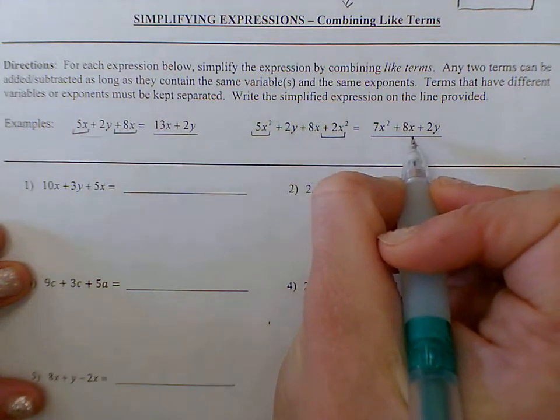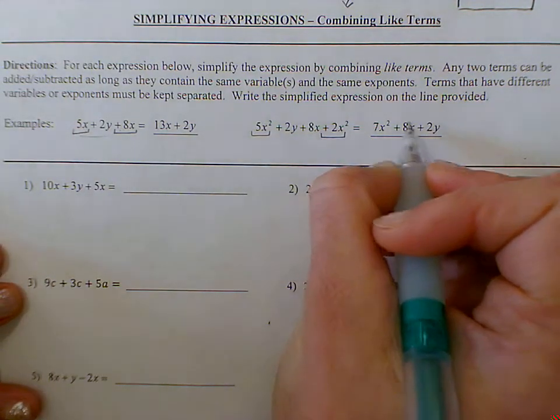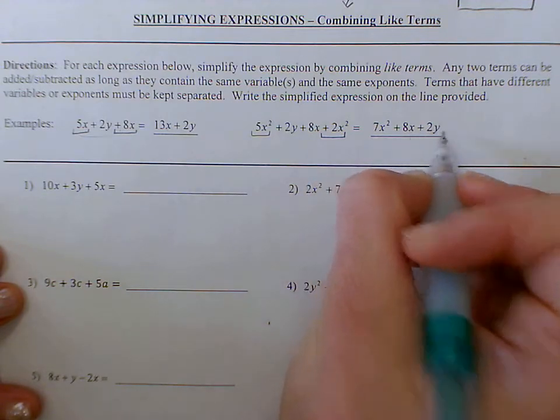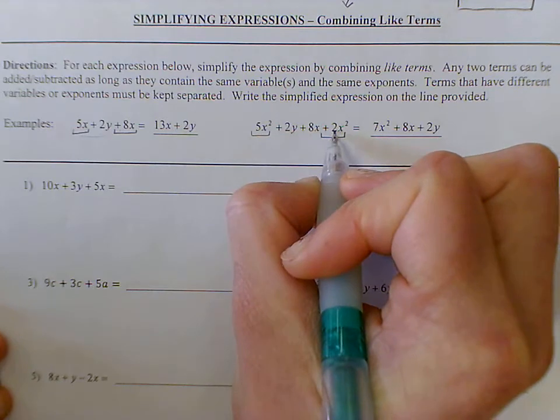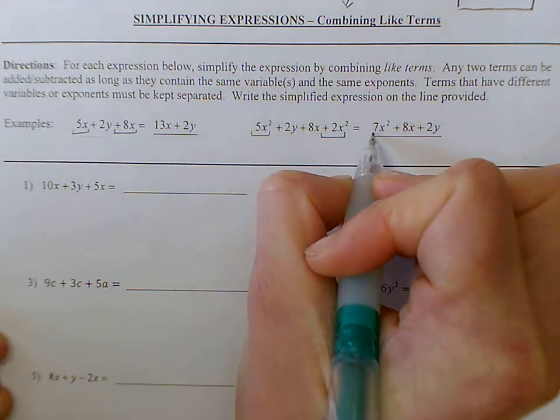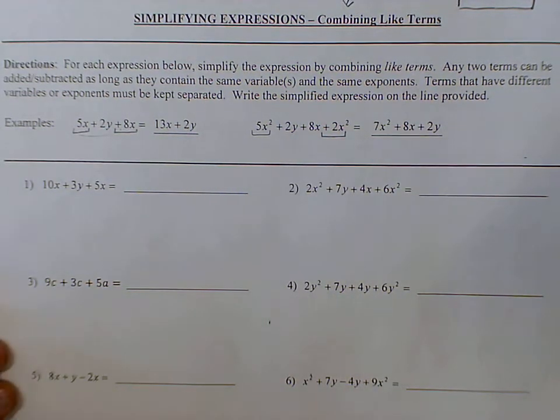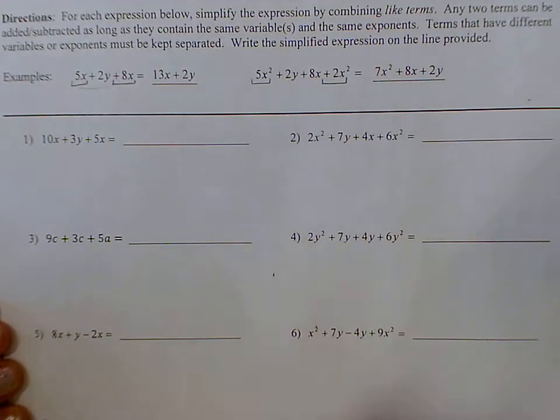And usually they'll put them in alphabetical order. So that's why they put the 8x first, because x came before y. And then when they combined these, they had 2 plus 5, which was 7. And then the last name stayed the way it is. Okay. So let's work through some of these.